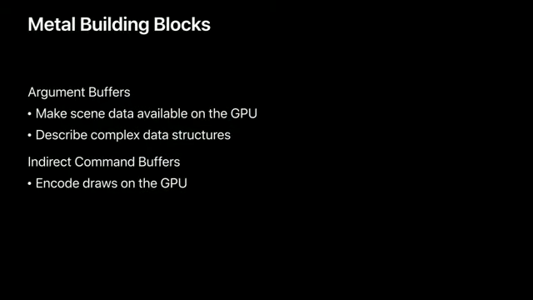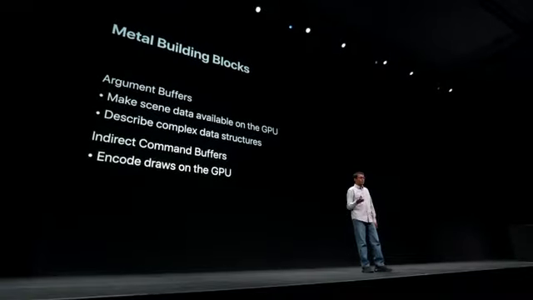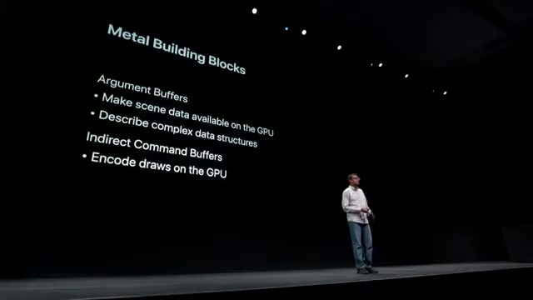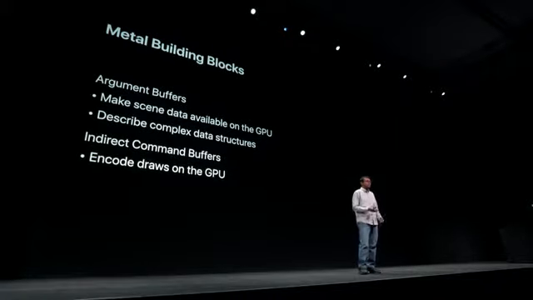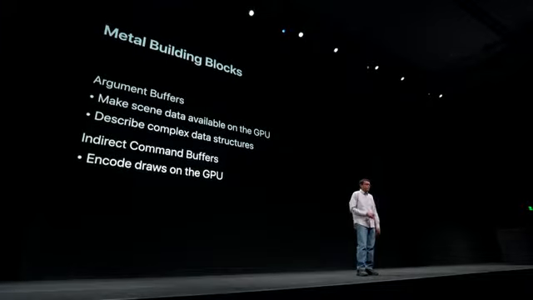Now, argument buffers let you describe the entire scene data with complex data structures. And they let you access the scene data anywhere in your render loop. And indirect command buffers allow you to build raw calls on the GPU. Basically, it supports massively parallel generation of commands on the GPU. Now, let's dive into argument buffers a little further with an example scene object model.